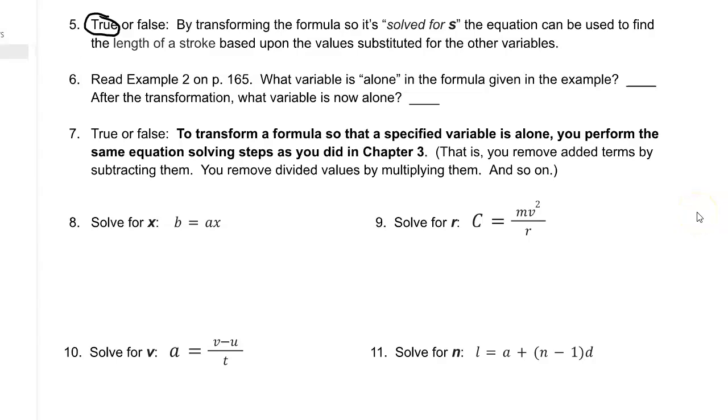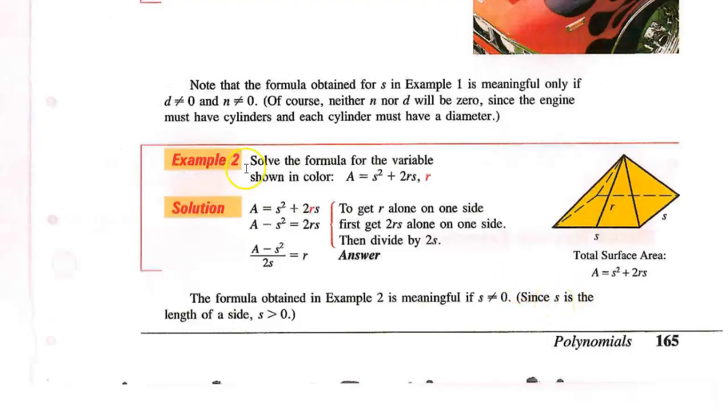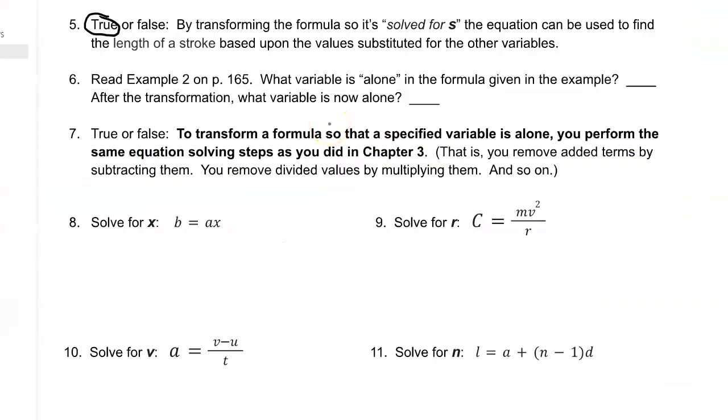Number 6, read example 2 on page 165 of the textbook. What variable is alone in the formula given in that example? Here's example 2. Solve the formula for the variable shown in color. The formula is A equals S squared plus 2RS, and then in red ink it says solve that for R. But what I'm asking you in the notes page is, what is the variable that it has been solved for initially? What variable is alone? And that's the capital A. So number 6, the variable is the capital A.